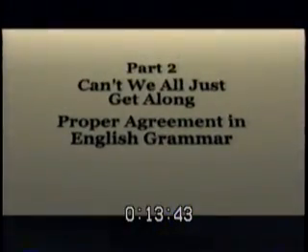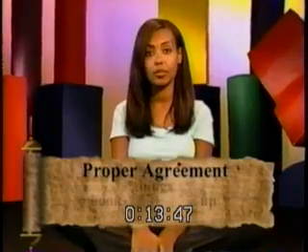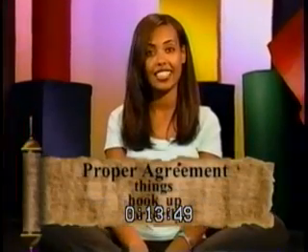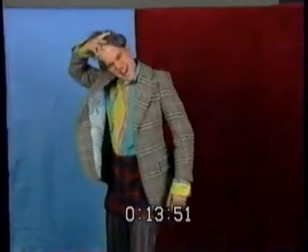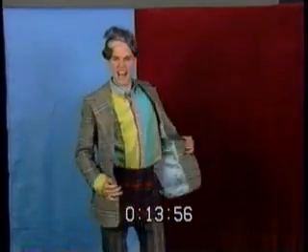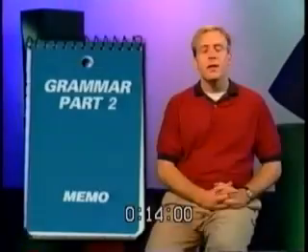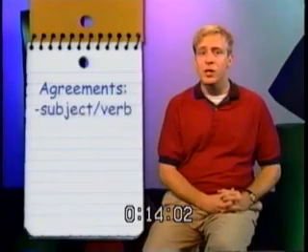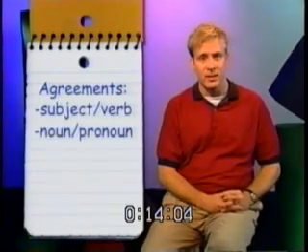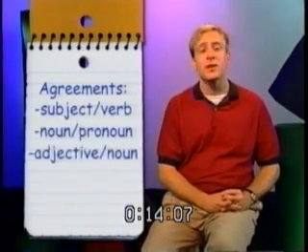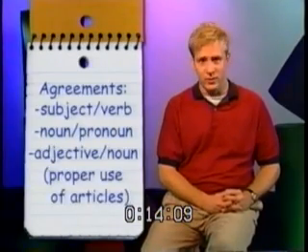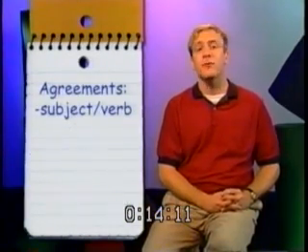Part 2. Can't we all just get along? Proper agreement in English grammar. In grammar, proper agreement just means that things hook up correctly in a sentence. Failing to make sure the words in your sentences hook up is just like dressing in both plaids and stripes. And you wouldn't do that unless you were some kind of weirdo. The agreements we're concerned about are subject-verb agreement, noun-pronoun agreement, and a special case of adjective-noun agreement, the proper use of articles. We'll look at subject-verb agreement first.